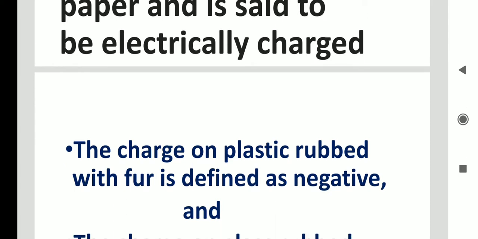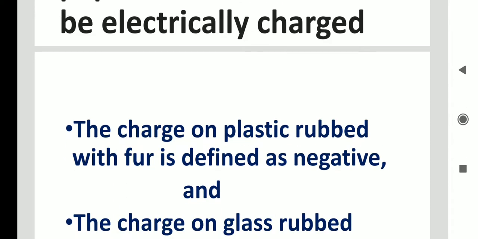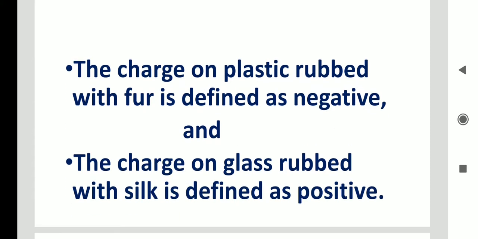Let's see from the above interaction what is negative and what is positive. When plastic is rubbed with fur, the charge on plastic is negative. Glass and silk is positive. When glass is rubbed with silk, it gets positive charge.